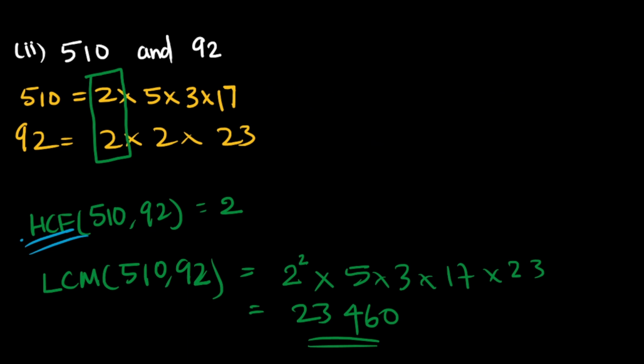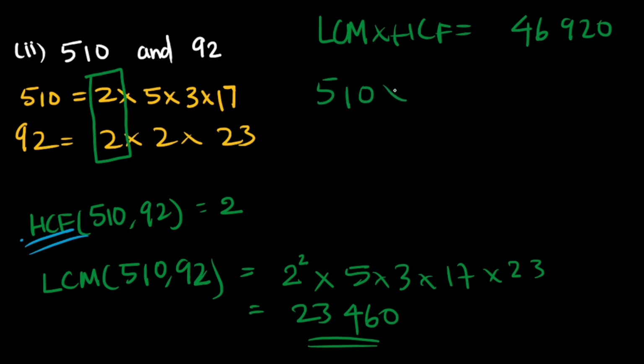Okay. Now you have to check the product of HCF and LCM against the product of the two numbers, right? So when you multiply LCM into HCF, you will get 46920, and you multiply 510 into 92, again you will get 46920. I hope this question is clear.